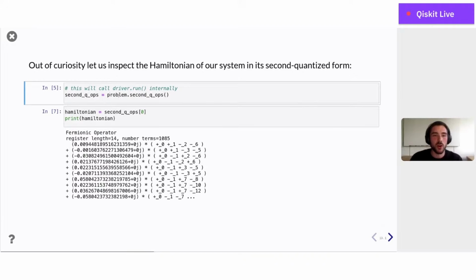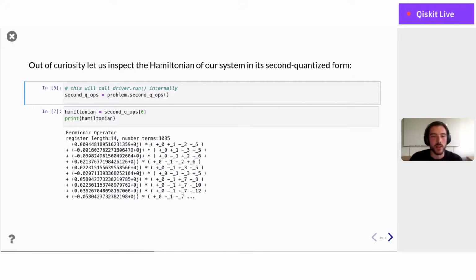So what we can do is we can call the second QOps method of this problem. This will return a list of second quantized operators. And the first entry of this list is actually the Hamiltonian. And we can investigate this Hamiltonian, and then we get this output at the bottom, which is truncated, because as you can see, there are actually 1,085 terms in this Hamiltonian. So this is quite a large system. And you can also see the register length being equal to 14. This tells us that once we map this Hamiltonian naively into a qubit operator, our operator will have 14 qubits. We can talk about that in a second because we can actually reduce this number.